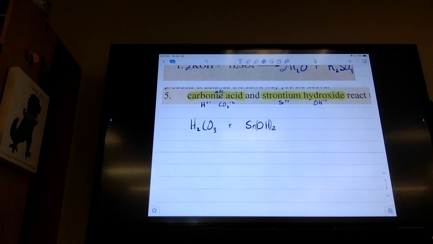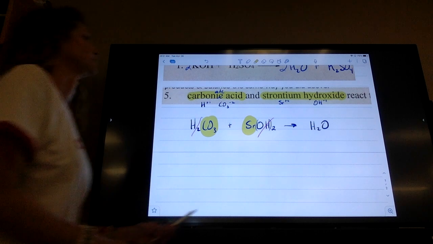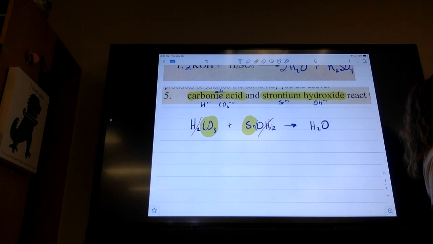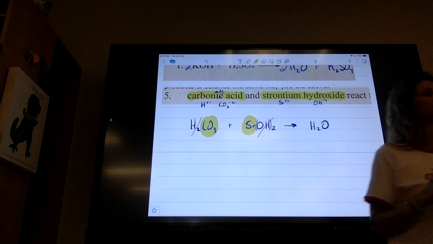Okay, so since this is a neutralization, the first thing I want to write on the other side of the arrow is H2O. That came from those hydrogens and those hydroxides. So now I just need to stick together that carbonate and that strontium. If you're going to need another subscript on your polyatomic, it has to be in parentheses. See, look here. I needed another subscript. Here I didn't need another subscript because it was just a 1. You're welcome.